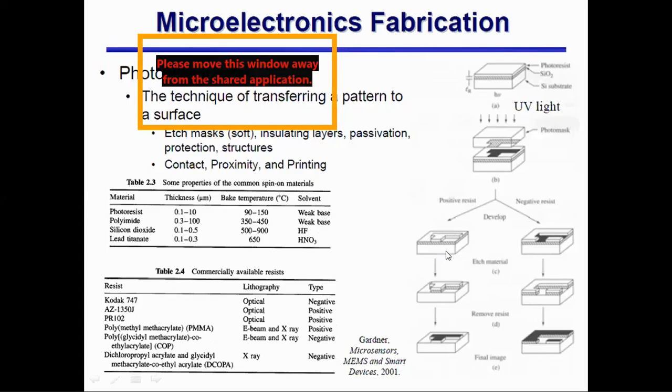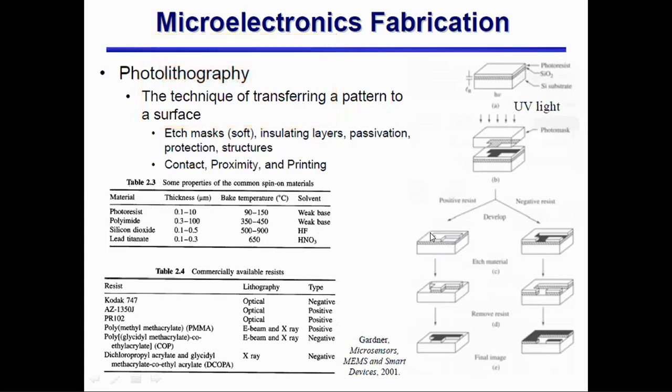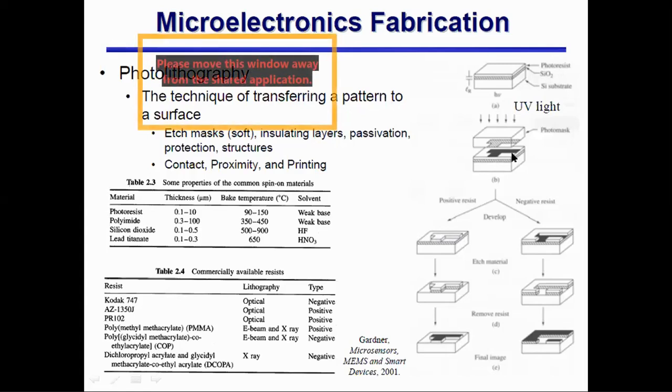The developer solution would be in the liquid form in a beaker. In the beaker, you have to put the wafer. So the developer solution would eat that portion which is exposed to UV light. Only that portion would remain which is unexposed to the UV light. So the same pattern which is on the photo mask, the same pattern has been transferred on the substrate. Now we have this on the substrate. We have transferred the pattern. This process is known as photolithography.